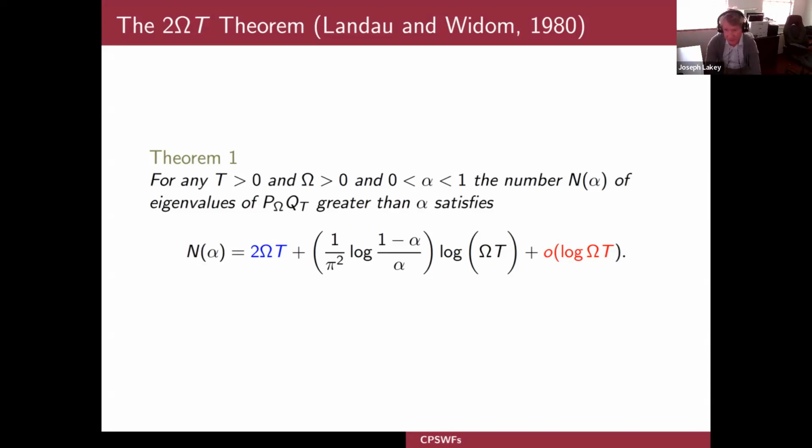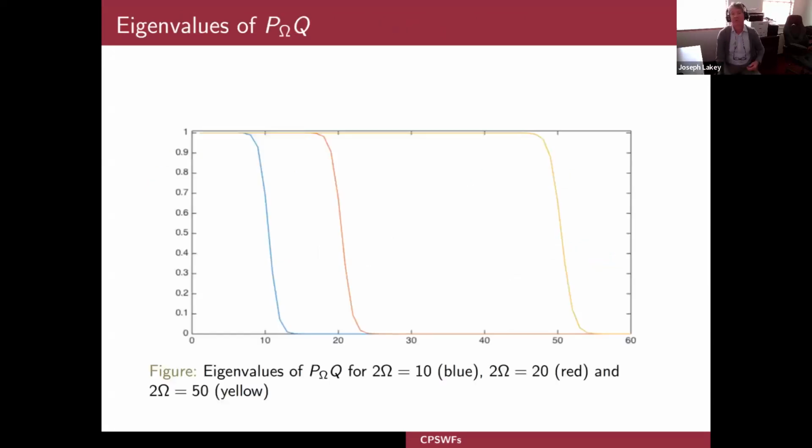It's actually just a fixed bounded number, right? All right, so that says the number of eigenvalues of time and band limiting close to 1 is approximately equal to the time bandwidth product. And here are some pictures for various values of the time bandwidth product equal to 10, 20, and 50. And in each case, you can see that the eigenvalue curve crosses over 1 half approximately exactly at the time bandwidth product.